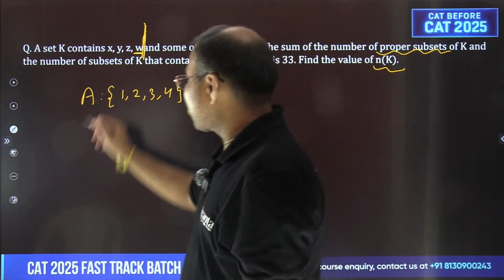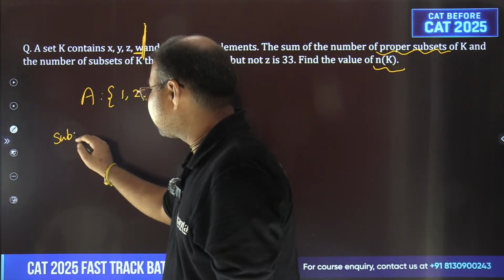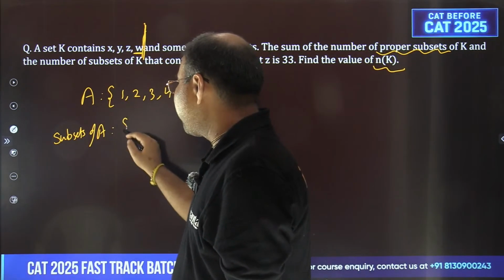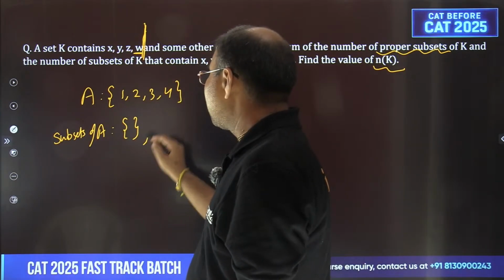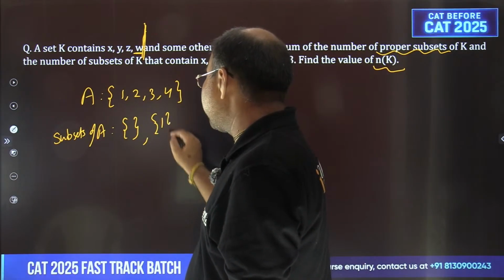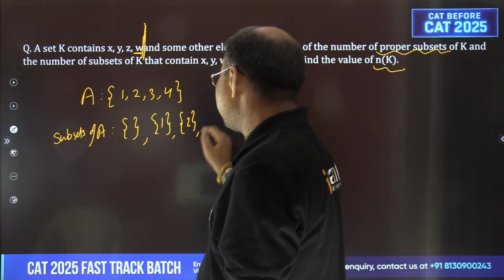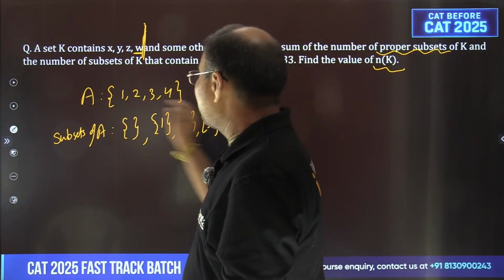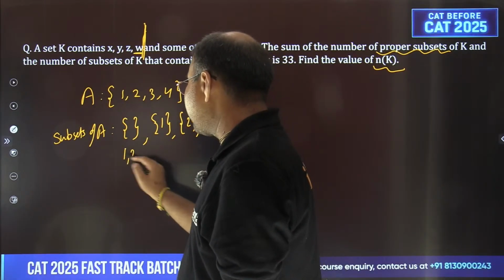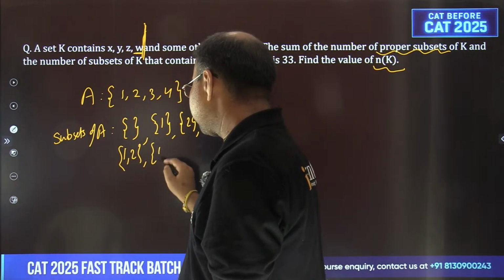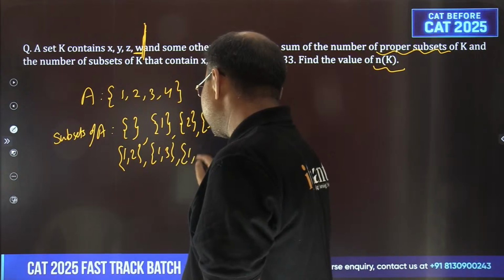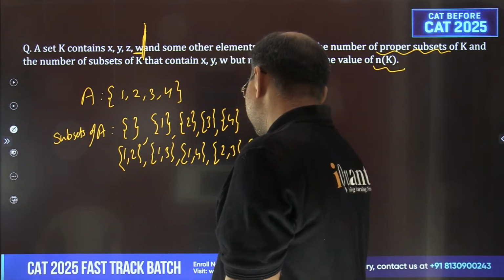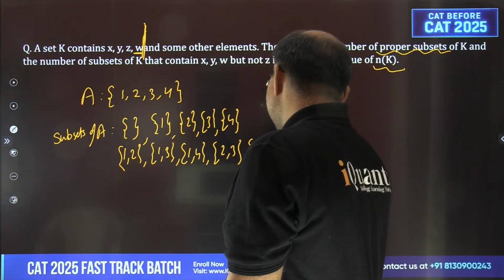So basically when I'm talking about subsets of A, what will these be? This will be a null set, that means an empty set, or it could be having only 1 element, that means only the element 1, element 2, element 3, element 4. Fine. What else? I could have two elements, that means element 1 and 2, maybe 1 and 3, maybe 1 and 4, then 2 and 3, then 2 and 4, and finally 3 and 4 also.